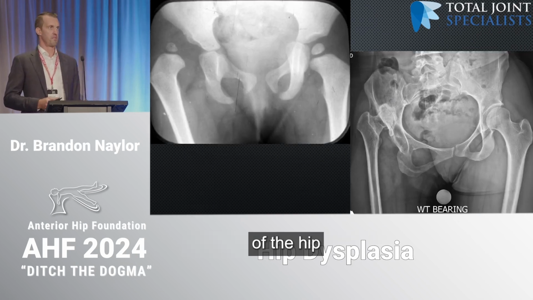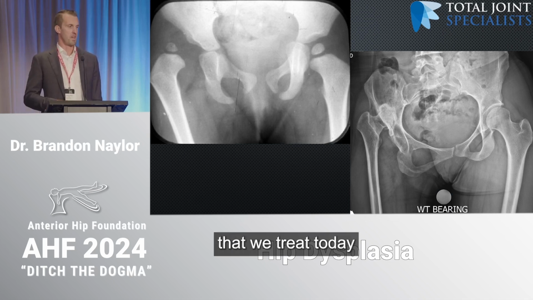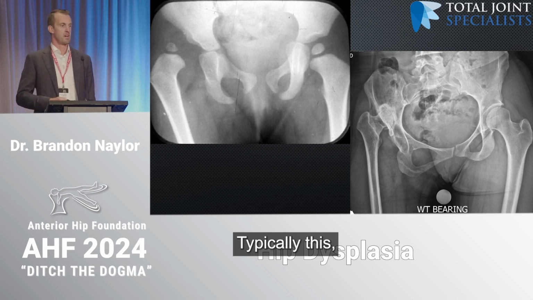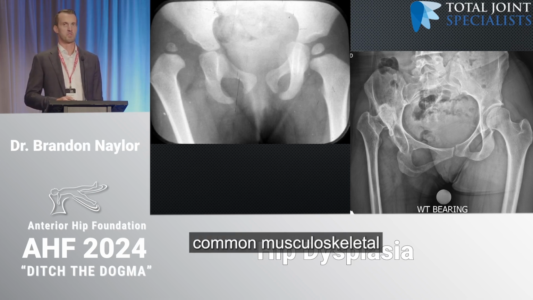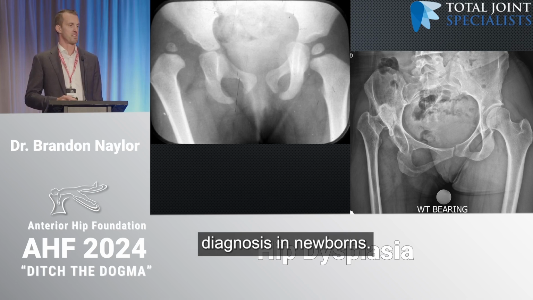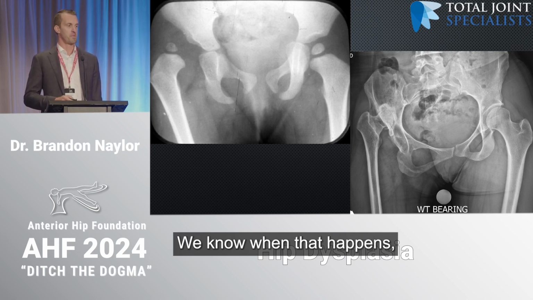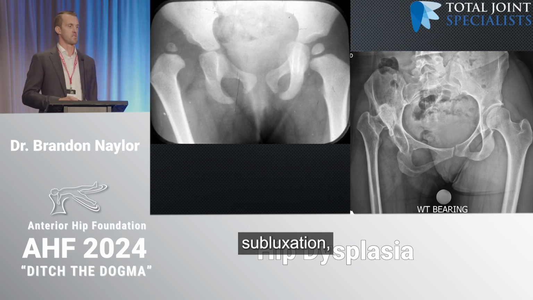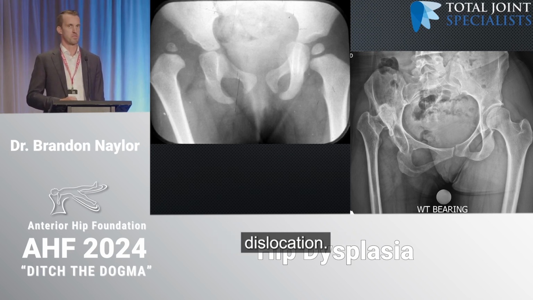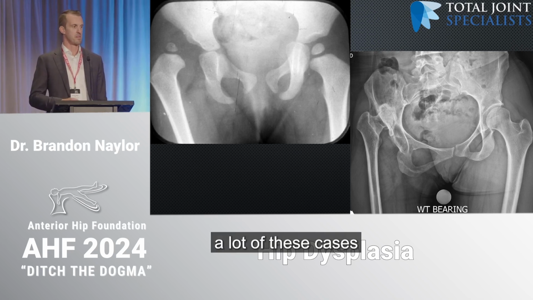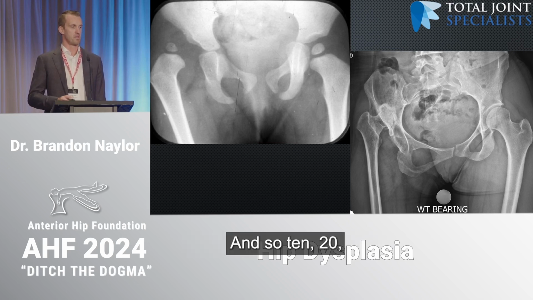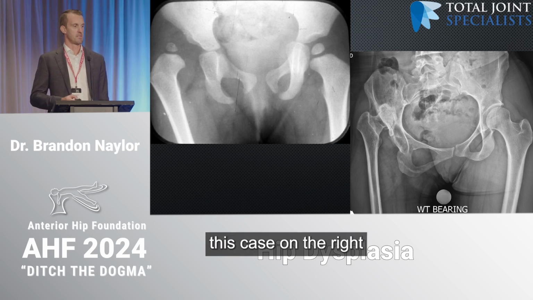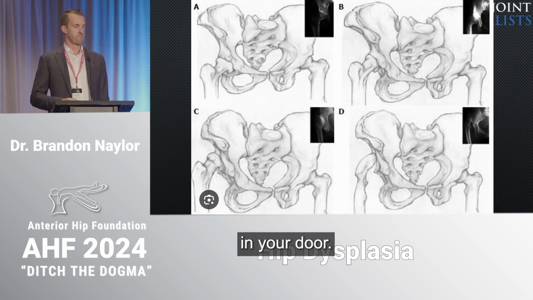Interestingly, of the hip arthritis patients that we treat today, about 10% of those had some underlying dysplasia. Typically this is DDH, which is the most common presentation, and also the most common musculoskeletal diagnosis in newborns. We know when that happens, it can lead to instability, subluxation, or even irreversible dislocation. Unfortunately, a lot of these cases go missed or undertreated when early intervention is key, and so 10, 20, 30 years later, this case on the right is the one that may walk in your door.